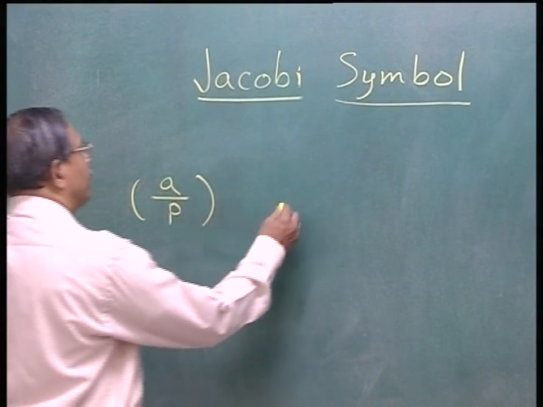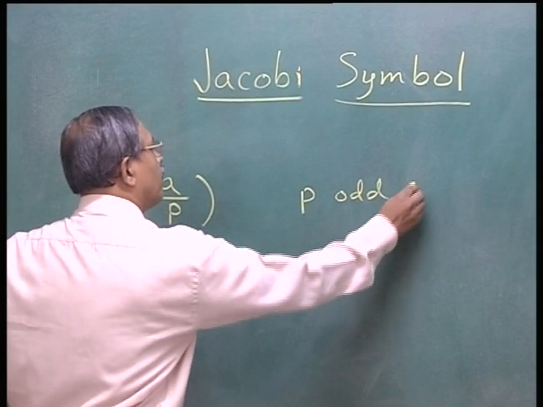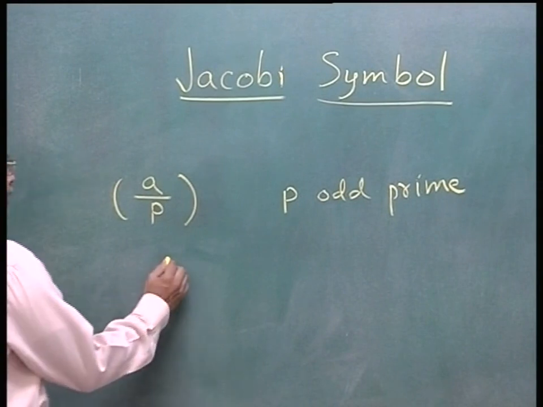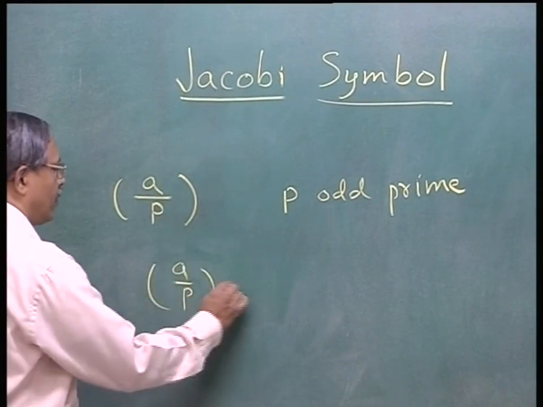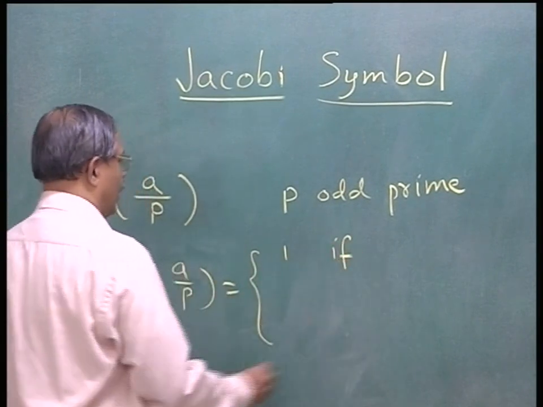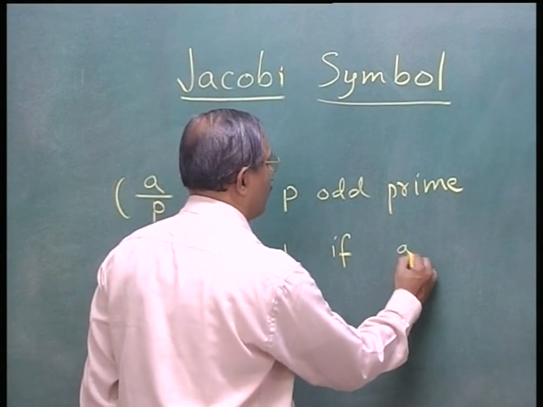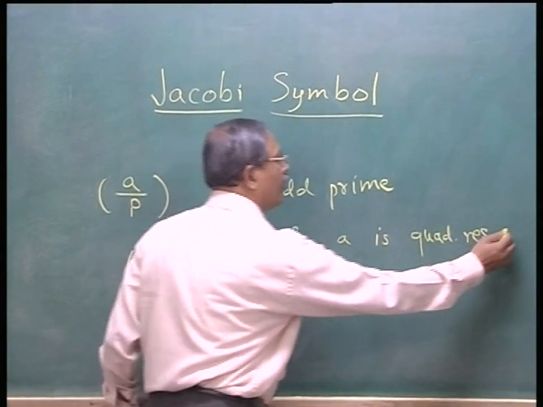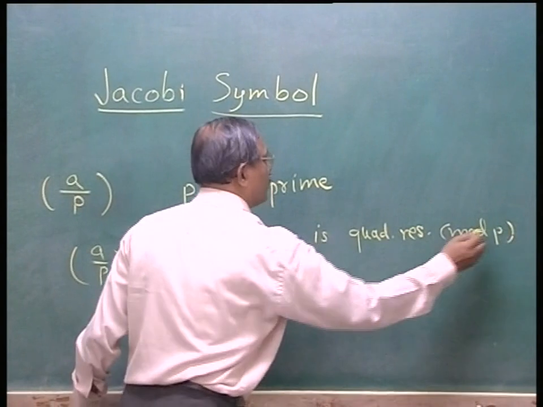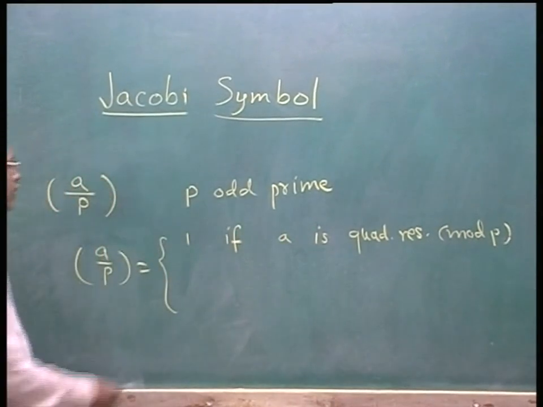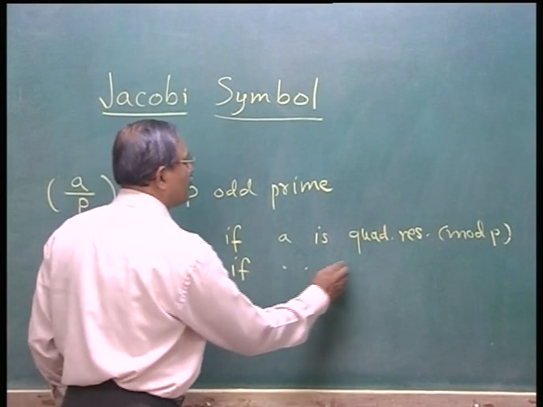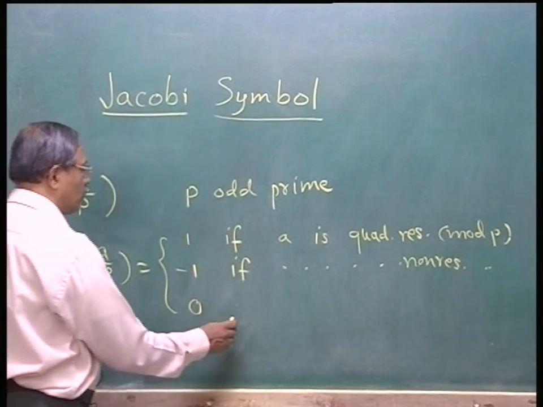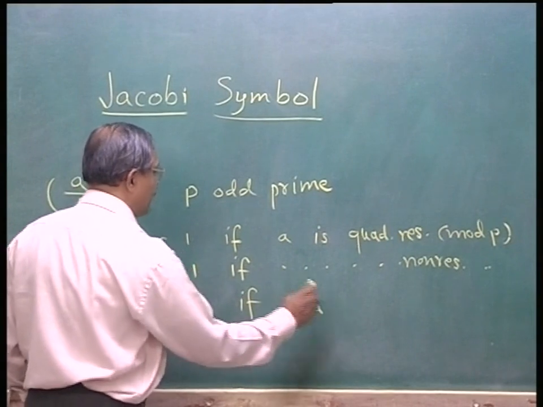If P is an odd prime, the Legendre symbol A by P is defined as 1 if A is a quadratic residue mod P. Here A is assumed to be not divisible by P. Minus 1 if A is a quadratic non-residue mod P. And 0 if P divides A.